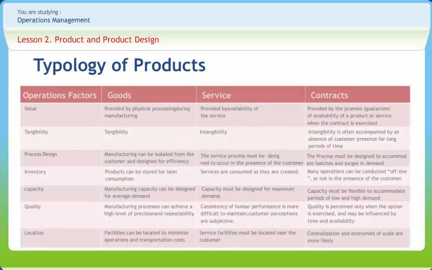Operations management is fundamental to an organization's achievement of its mission and competitive goals. It is involved in creating value in the products. Products can be tangible or intangible. Tangible products are called goods, while intangible products include services and contracts. These are collectively referred to as products. The difference among the product, service and contract can be understood by the table shown on the screen.